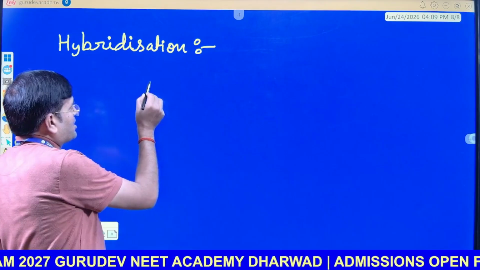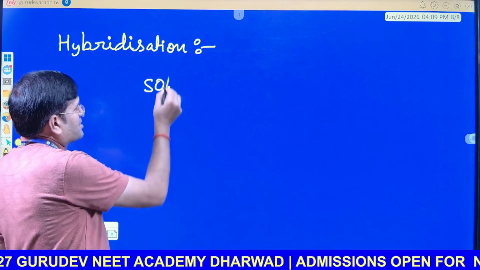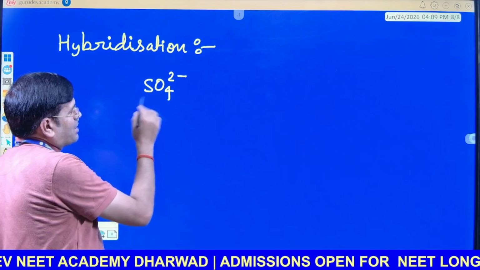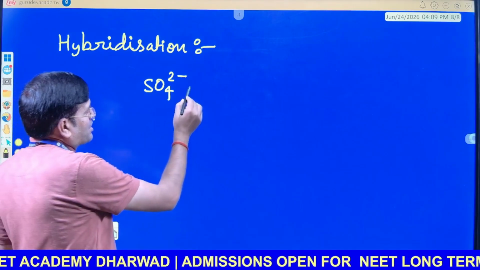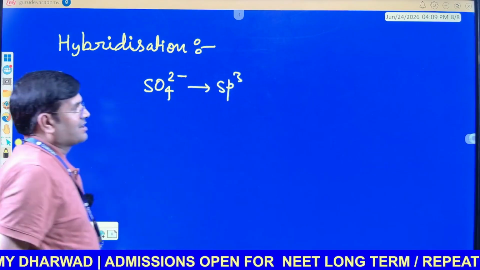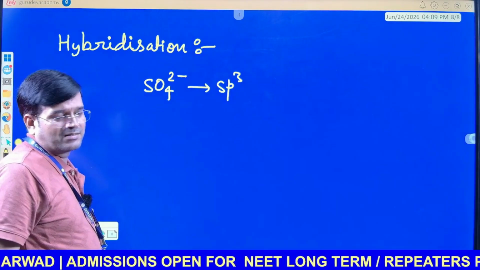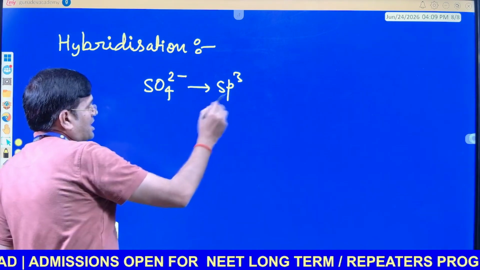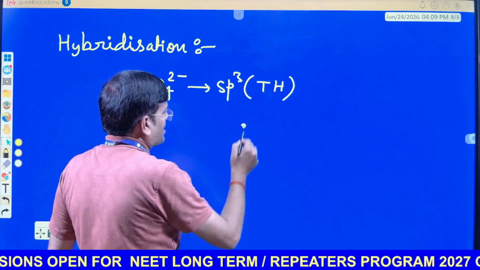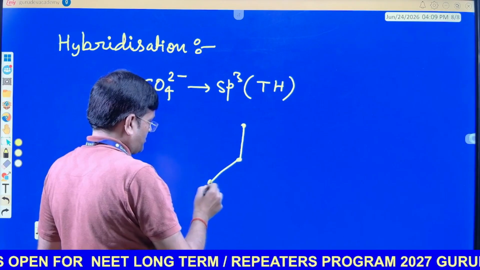Suppose you have a molecule SO4 2 minus, and by the traditional method, if you start finding the hybridization, it will take some time. But by watching the molecule, you will be able to say, sir, it is sp3 hybridized. And whenever you have sp3 hybridization, it means it is tetrahedral. And tetrahedral means always this way.